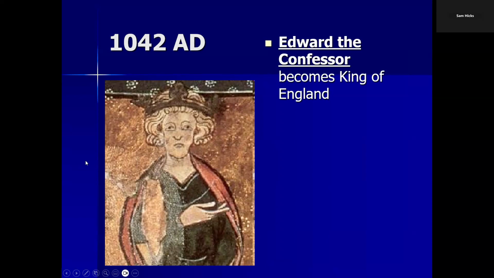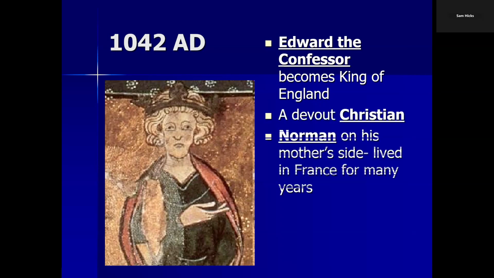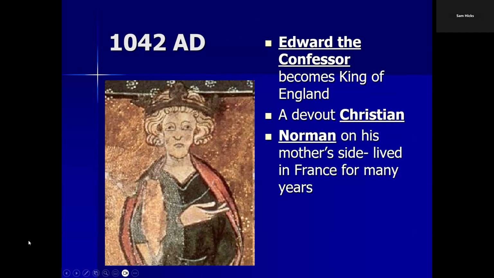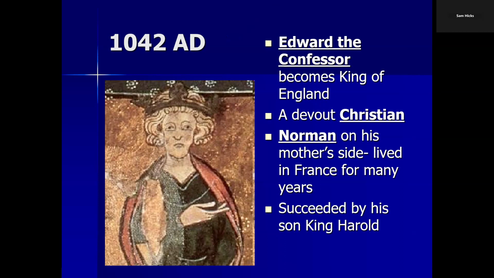Right, in 1042, Edward the Confessor becomes King of England. He is a devout Christian. He is Norman on his mother's side. Right, and succeeded by his son, King Harold.